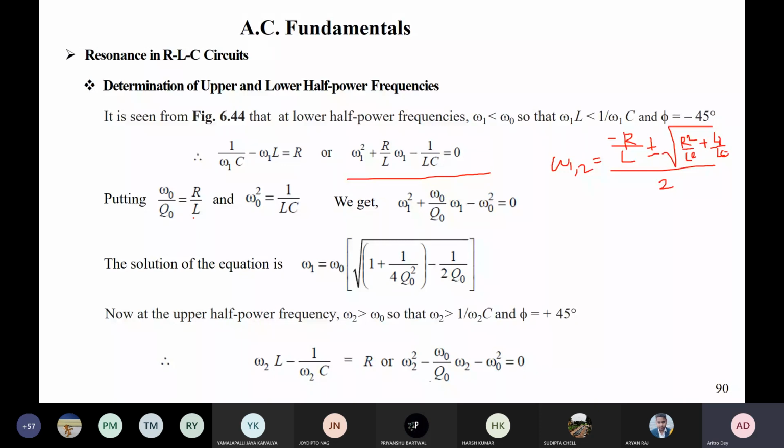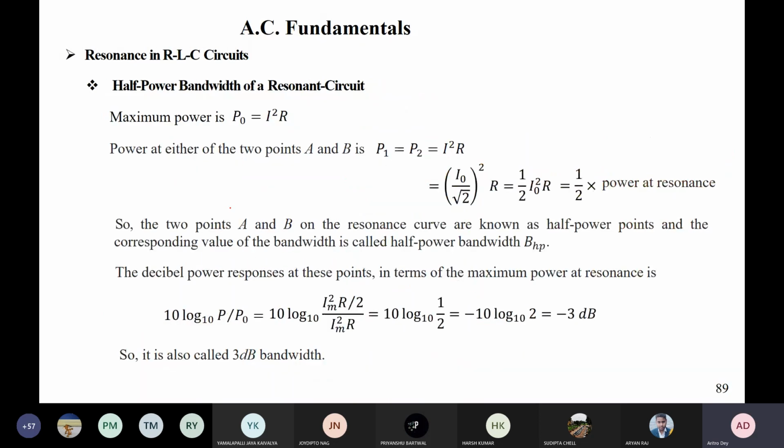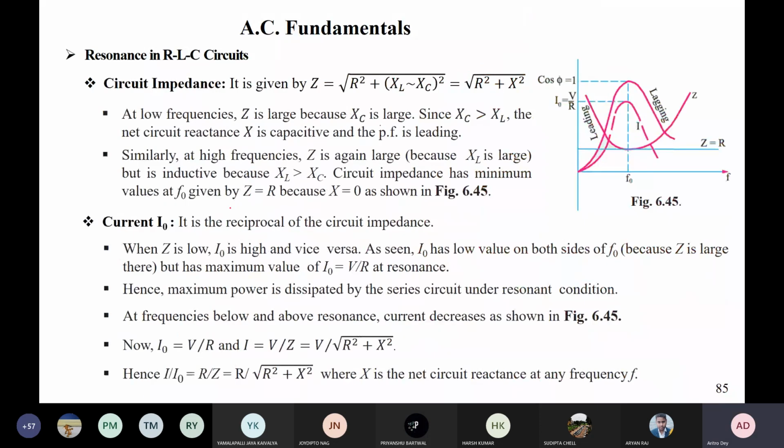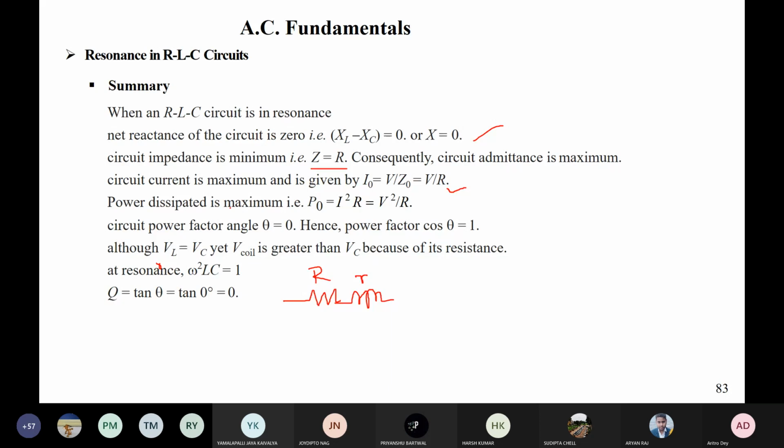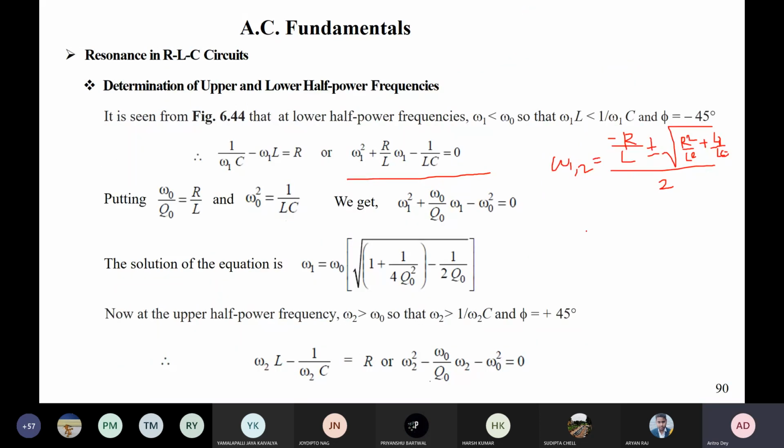So now what is your Q? Q is your quality factor, and I think it is not shown here, somewhere before. Q is equal to R by L into omega 0, that is equal to your Q0. So this is the quality factor of the circuit. Sorry, it is omega L by R, I mean the inductive drop by your resistive drop. So if you replace R by L with omega 0 by Q0, then you get this expression for omega 1 and omega 2.